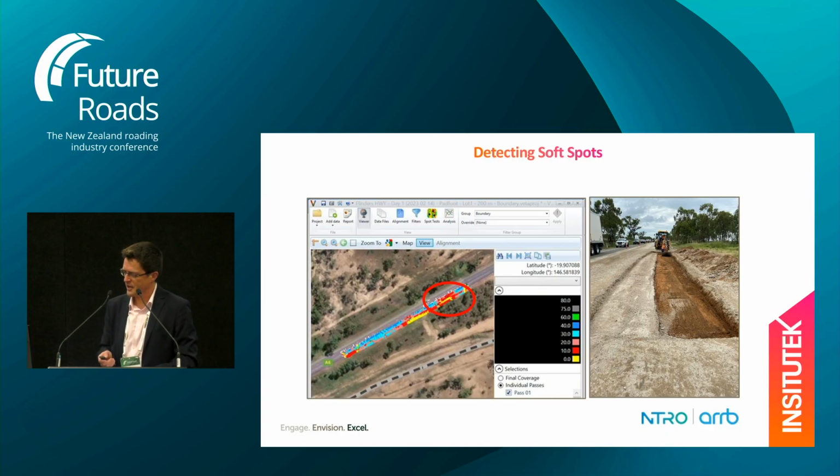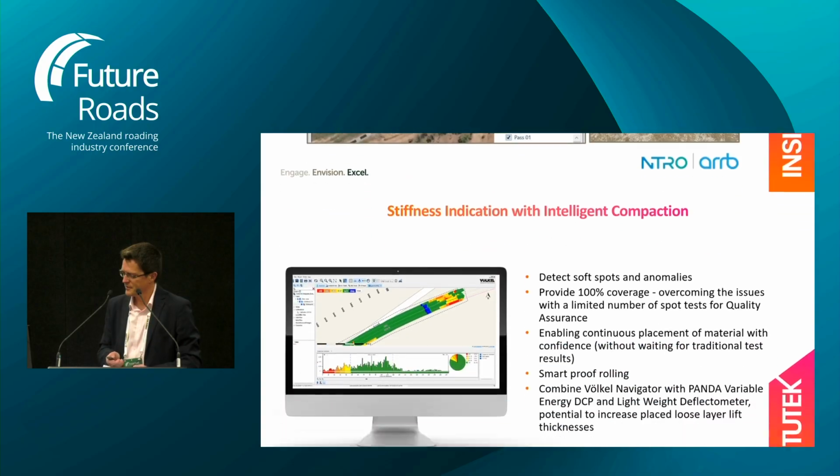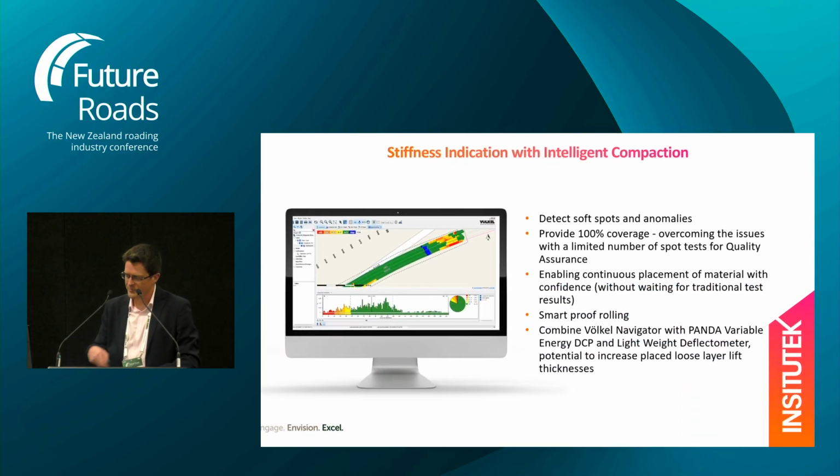So when the material was dug out, we could actually stand on it and it would move. And this was picked up by the roller. So to wrap this up, the stiffness piece helps us to identify those anomalies, soft spots, for example, on the screen. This was a culvert which was underneath, which was undetected, and gives us 100% coverage.